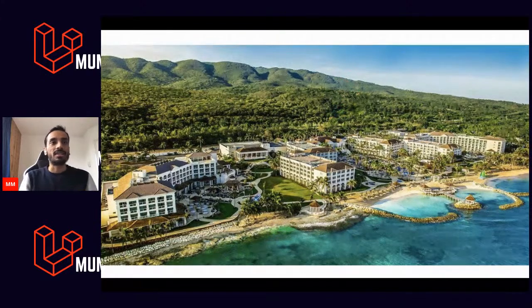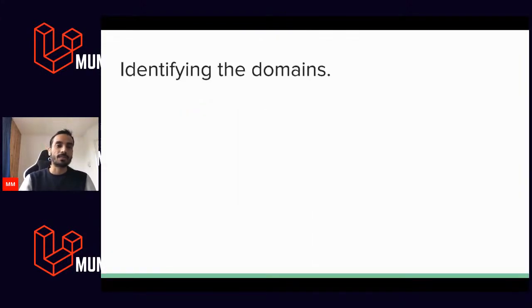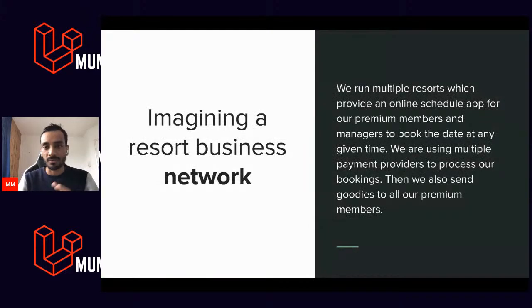So let's go to another part and see what we can extract from it. First, identifying the domains: the key part, when product owners have given us the information, is knowing how we can divide it. First and foremost, what we saw from this is the online scheduling app for our premium members. We are able to understand that there are members. The members can be premium, the members can be normal members, and the members can be other kinds of members.